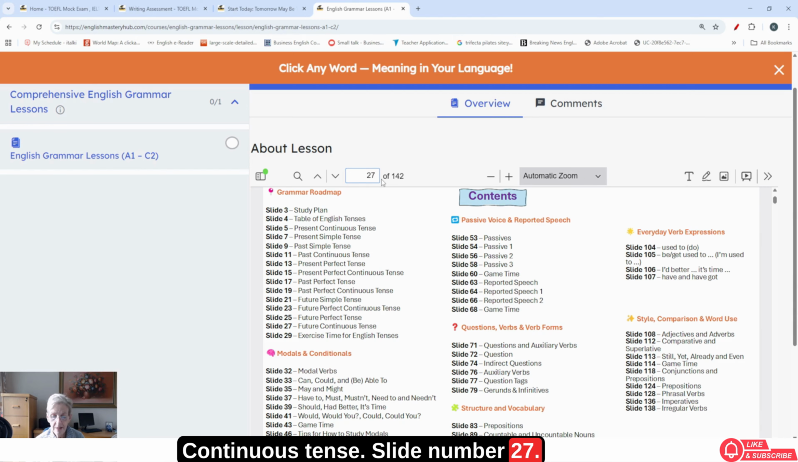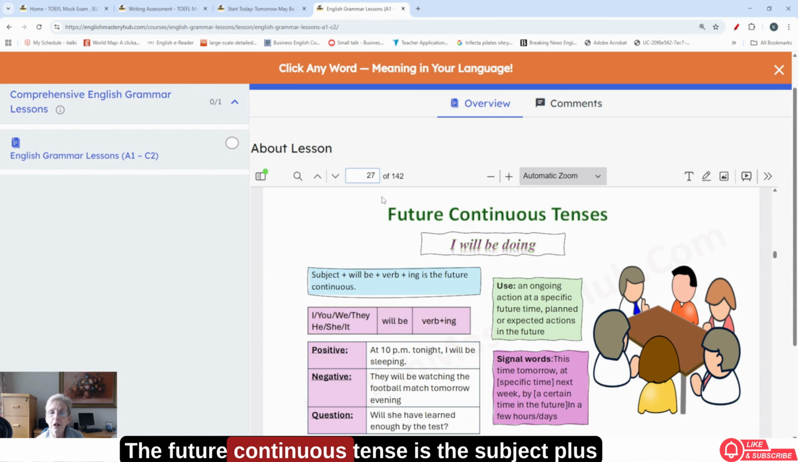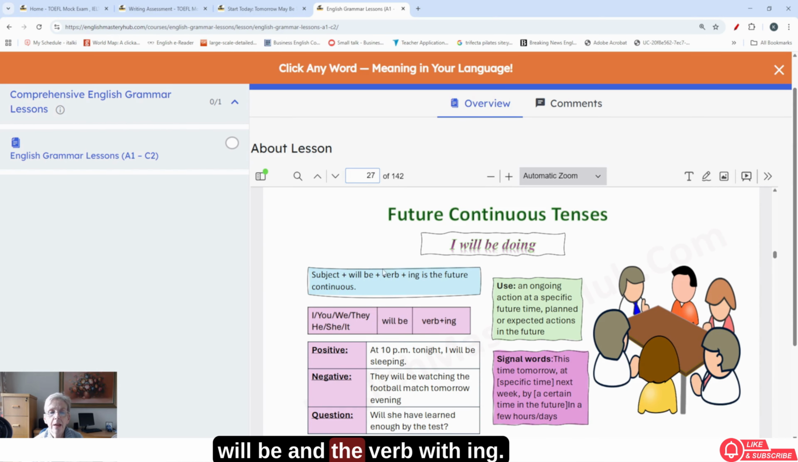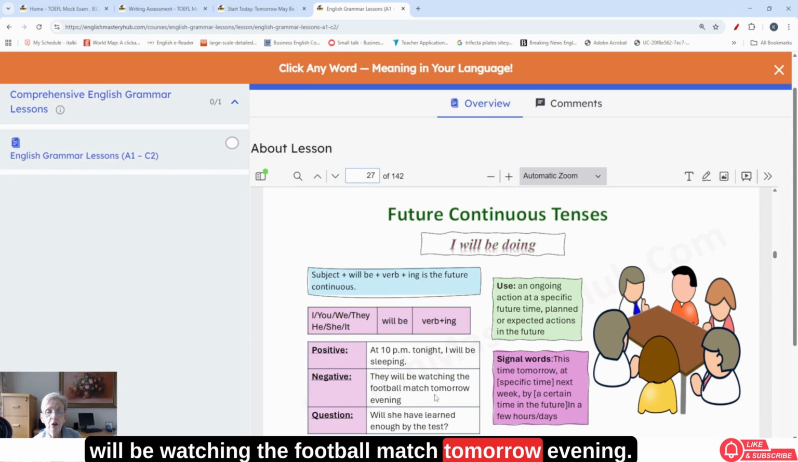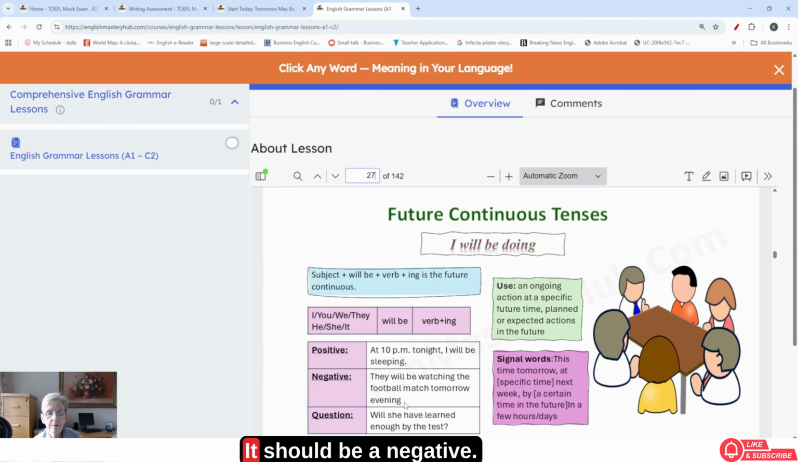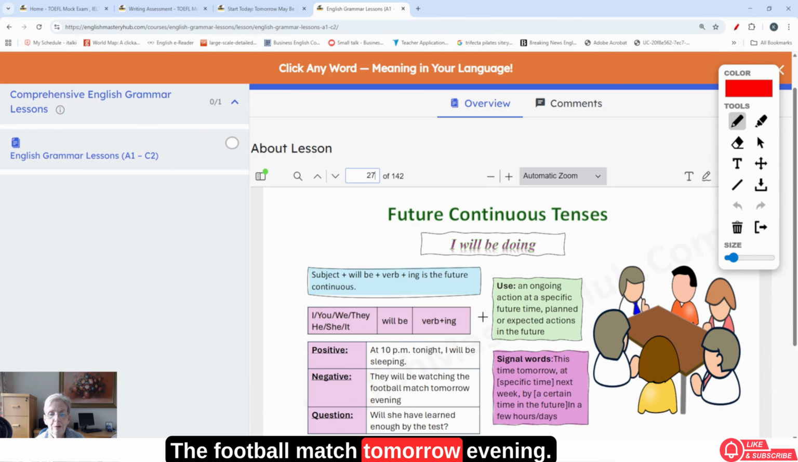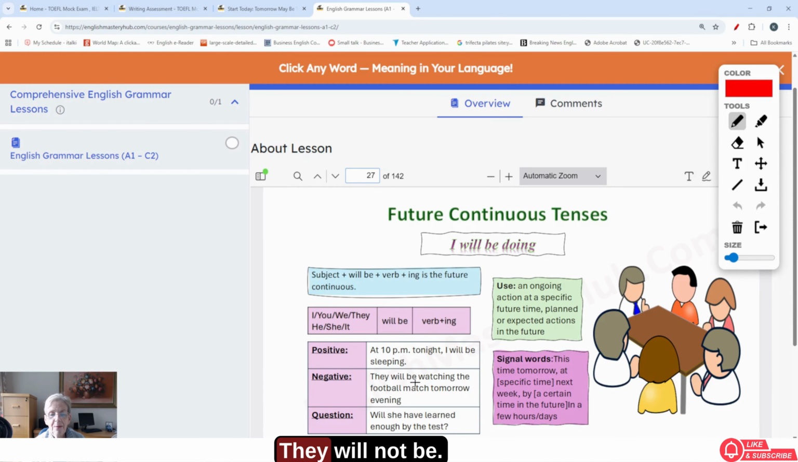Slide number 27. The future continuous tense is the subject plus will be and the verb with ing. At 10 p.m. tonight, I will be sleeping. They will be watching the football match tomorrow evening. Should be a negative. They will not be watching the football match tomorrow evening.